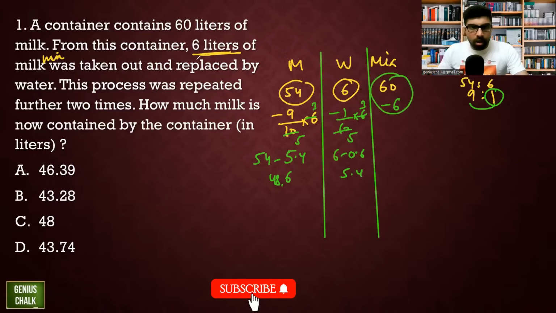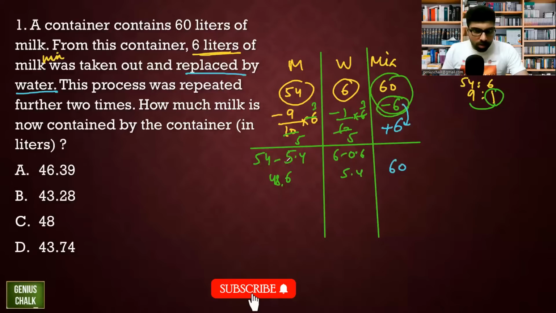And this 60 minus 6 is left. So this is the total, and now 6 liters of mixture has come out, but it is given that it is replaced by the same quantity of water. So I will be getting this 6 again. So that means overall will be 60 only, and you can check this, 60 minus 6 plus 6, right, 60.